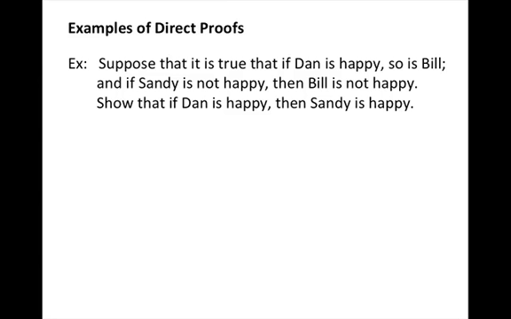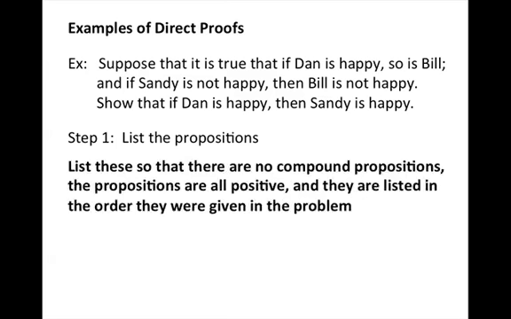This proof may seem quite wordy at first. That's why step 1 is to break it down into our basic propositions. So you take these and you list them in order using no compounds, no if-thens, and you make sure they're all positive. So if I read through, it says, suppose that it's true that if Dan is happy. So the first thing I'm told is Dan is happy. I'm going to let that be my P.